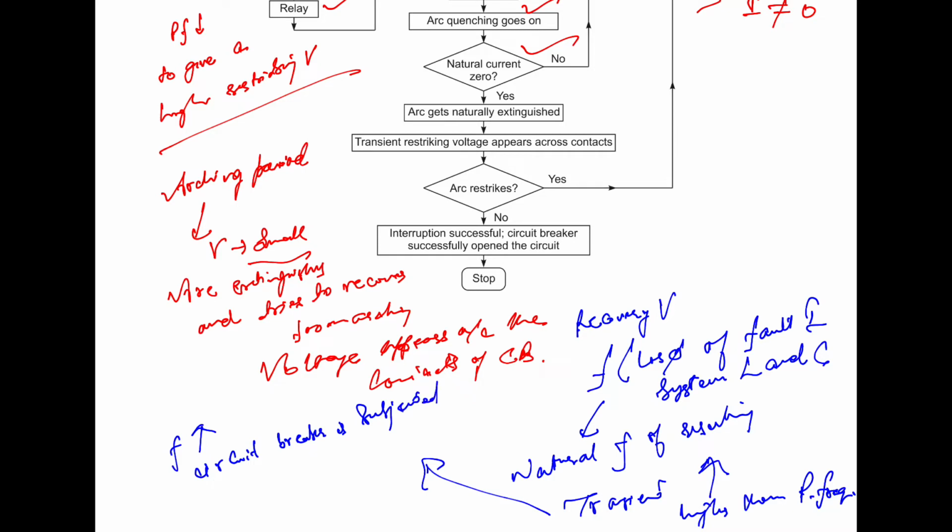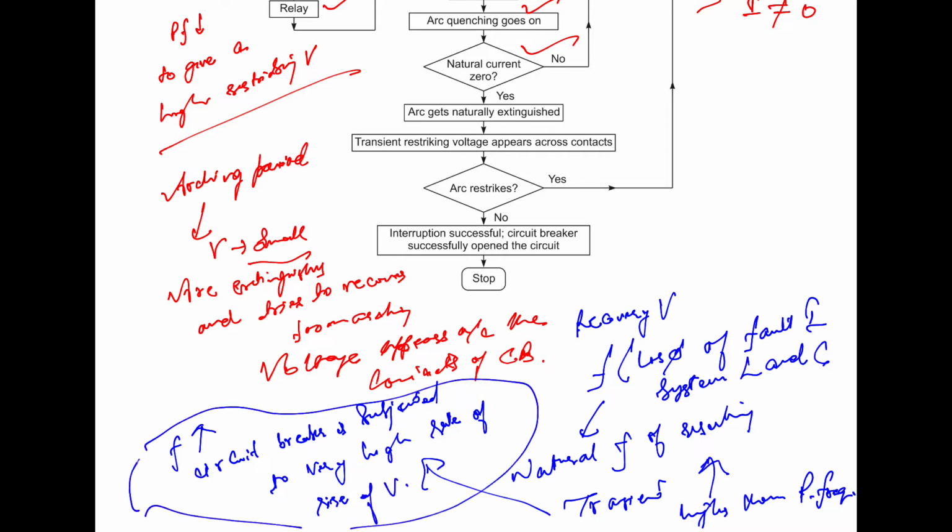So we have the recovery voltage, which is a function of the power factor of the fault current and the system inductance and capacitance. And the natural frequency of this resulting transient voltage is very high, higher than the power frequency. Because of this, the circuit breaker is subjected to a very high rate of rise of the voltage. And this voltage has a tendency to cause the arc to reignite.